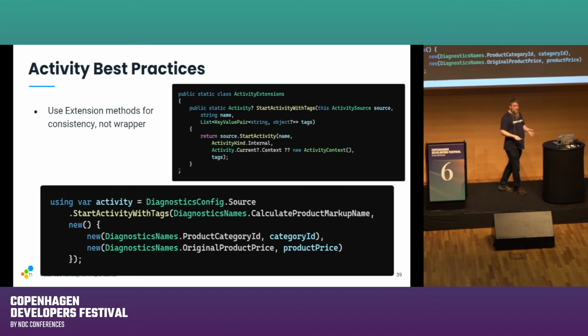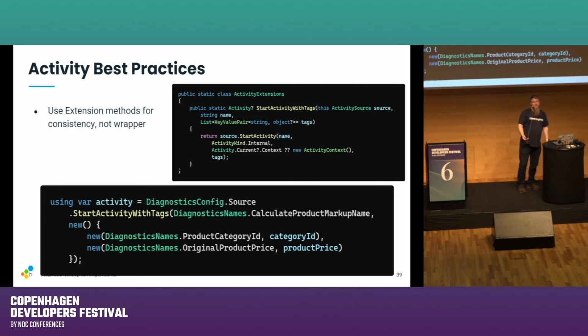Activity is pretty common. People can use it everywhere. So just use extension methods instead. So everything is based on activity. Provide context. So what we've got here is an extension method that will start an activity with some tags. And it's just a proxy into source.startActivity. It's not a particularly complicated one.